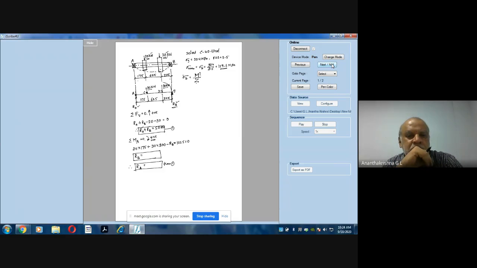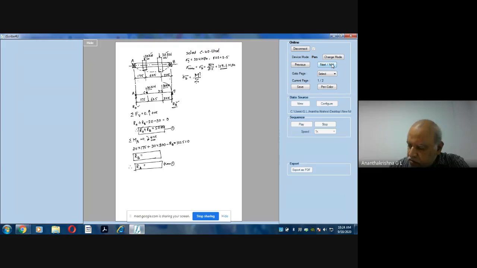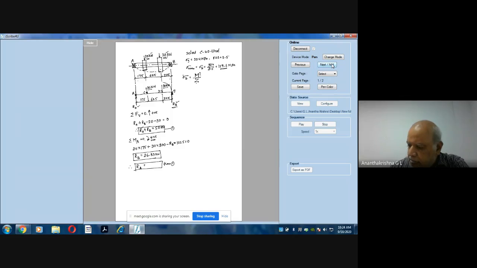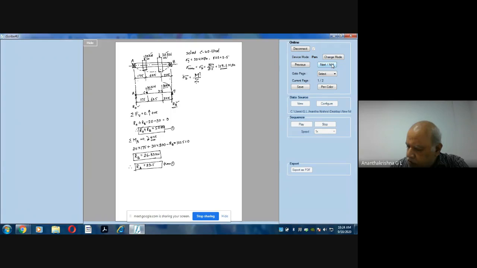Anybody? I am trying to find out the maximum bending moment. RB is... Pardon me? 26.83. 26.87. Okay. And RA? 23.17. Yeah, thank you. 23.17 kilonewton.